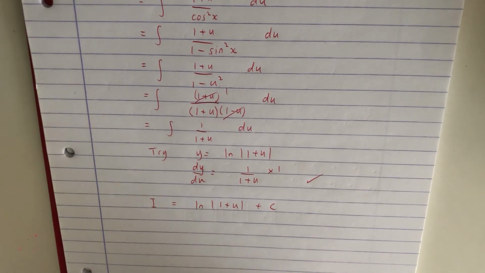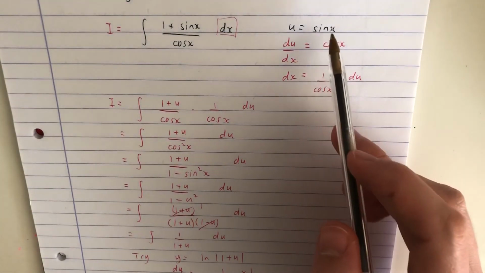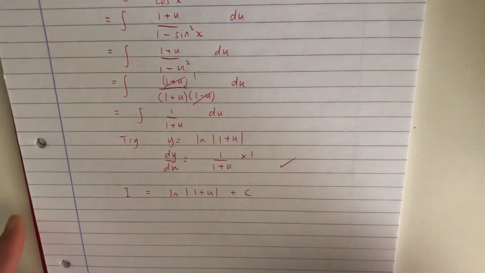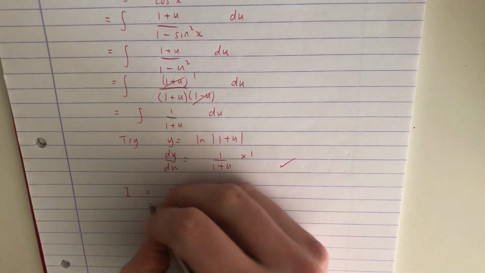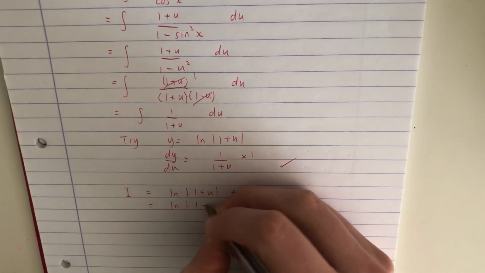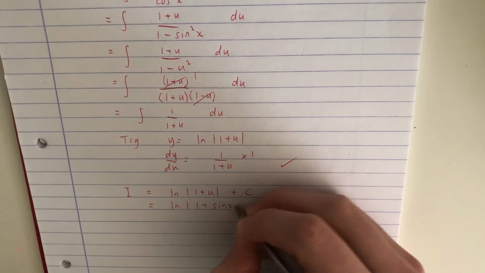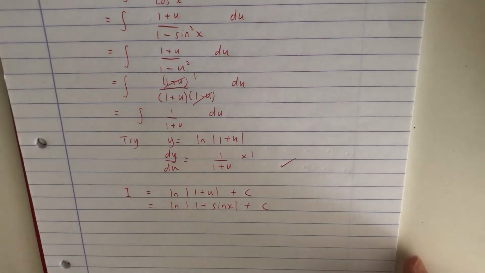Because the question was in terms of x, I probably should give my answer in terms of x. Remind you, the substitution was u = sin x. So replace the letter u with sin x at the end to get ln(1 + sin x) + c.